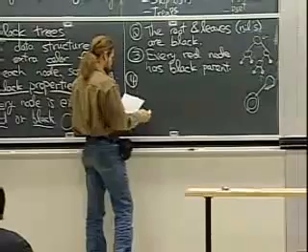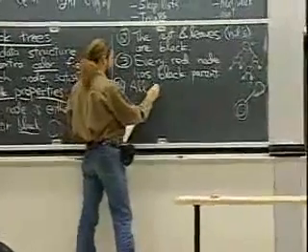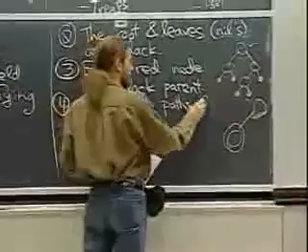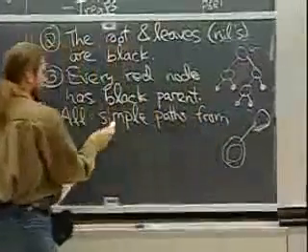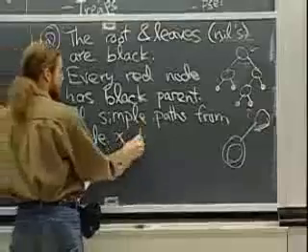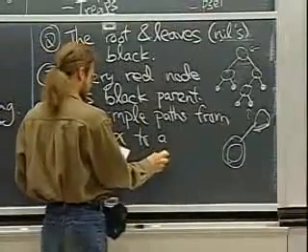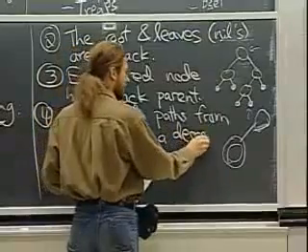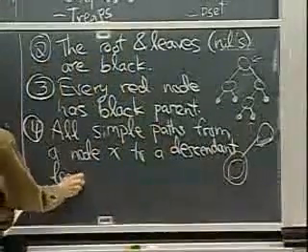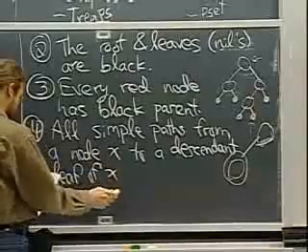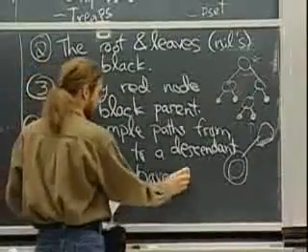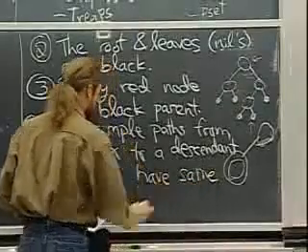Okay, and then one more rule. It says a little bit more about such paths. If we take a simple path, meaning it doesn't repeat any vertices, from a node x to a descendant leaf of x, all such paths to all descendant leaves have the same number of black nodes on them.